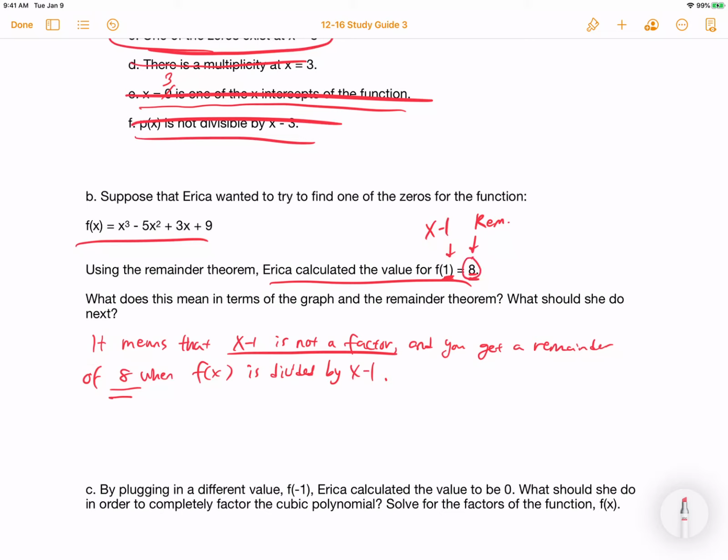Don't just say that the remainder is 8 because that's way too simple. Also describe what f of 1 will represent. What does 1 represent in terms of the function?